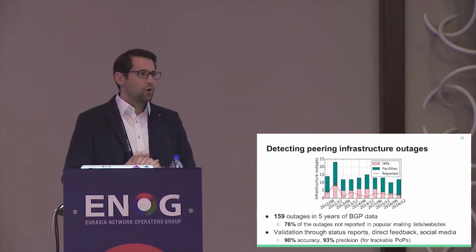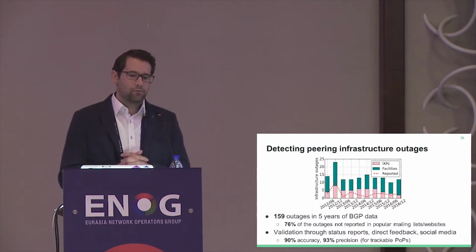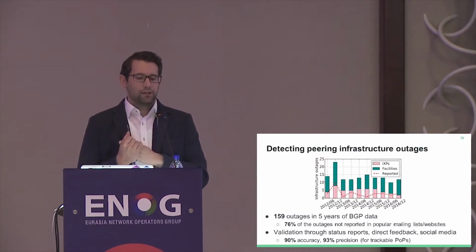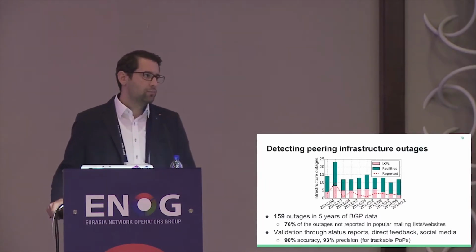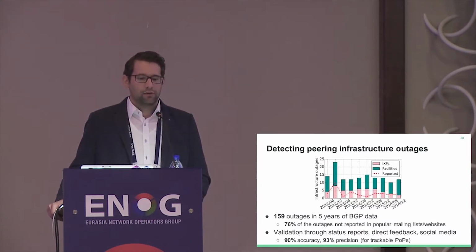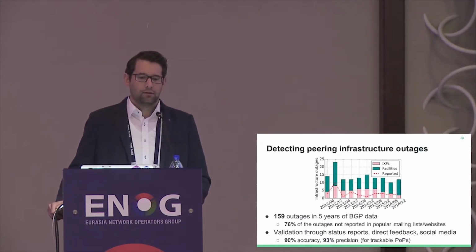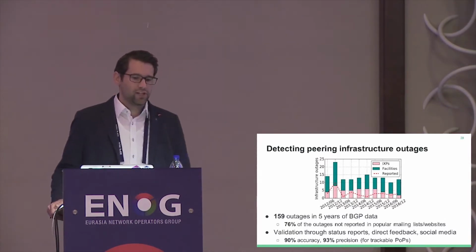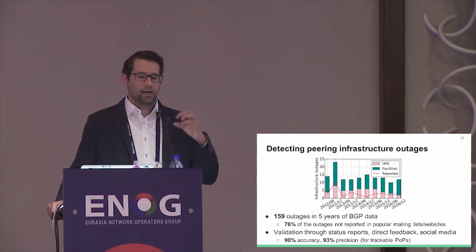So now that we understand how our system works in general, I'd like to highlight some of the findings we have. One of the findings was quite surprising, because we looked at websites and mailing lists where outages are usually reported, or at other available systems. And with this verification data set, we found 159 outages in 5 years of BGP data, but only 24% of the outages were reported. So actually, the reporting falls behind what's actually going on.